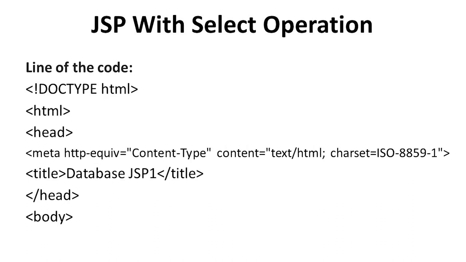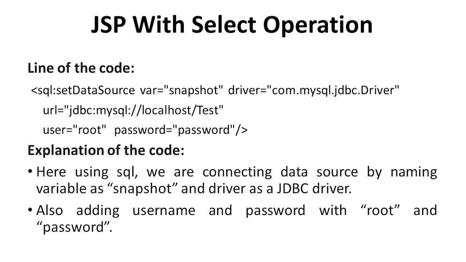So next line of code is we use doctype HTML, then HTML tag, then head tag, then meta http-equiv, content type, and content equal text/html; charset=ISO-8859-1. So we use here HTML, and title here we use database JSP 1. We close the tag title and we close the tag head, and next we use the body tag.